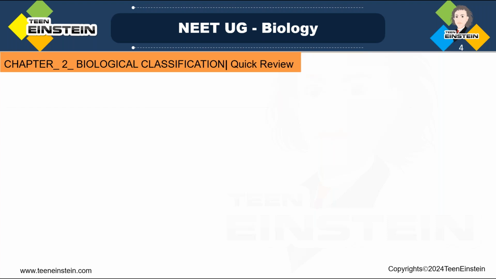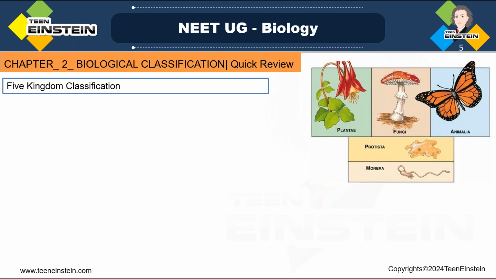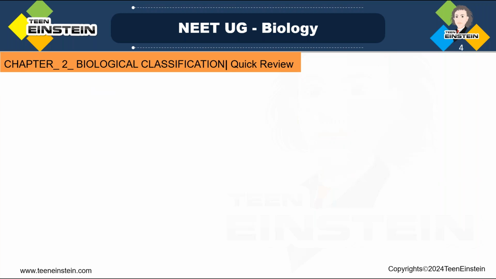Okay, so first of all, we have learned about the classifications. Which are the main classifications? Artificial system of classification, then natural system of classification, and the phylogenetic system of classification.